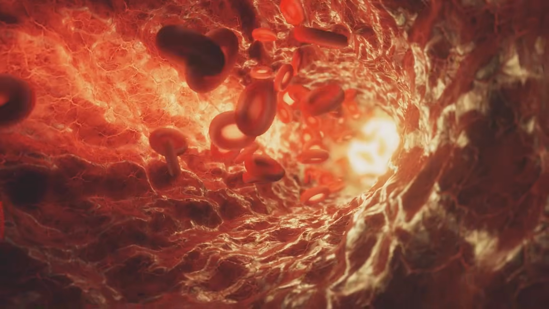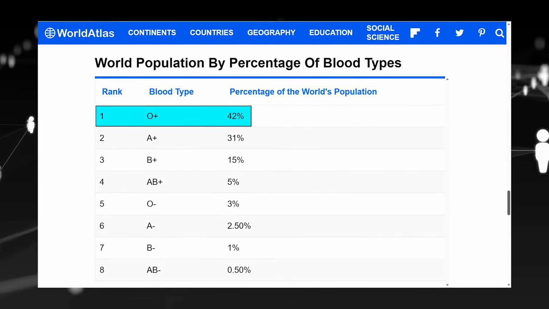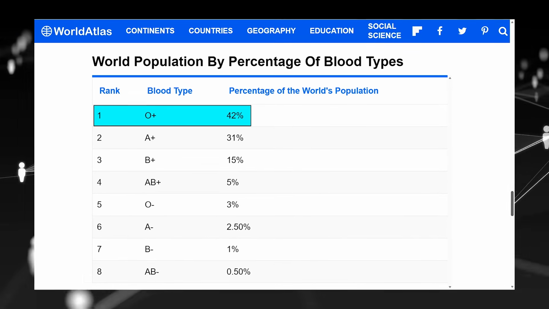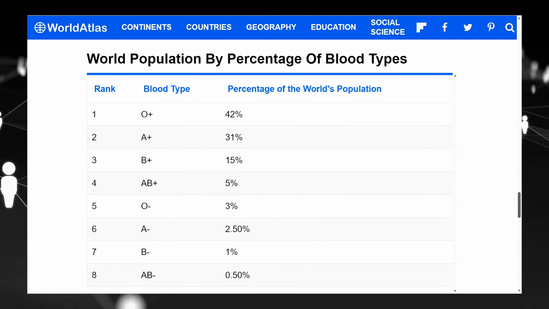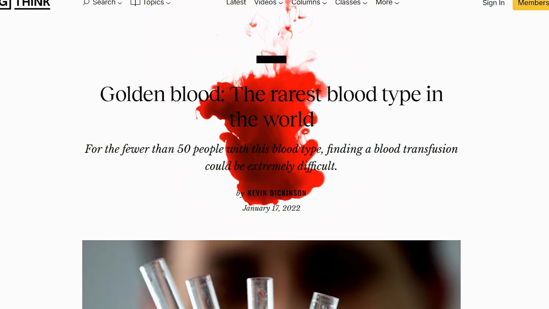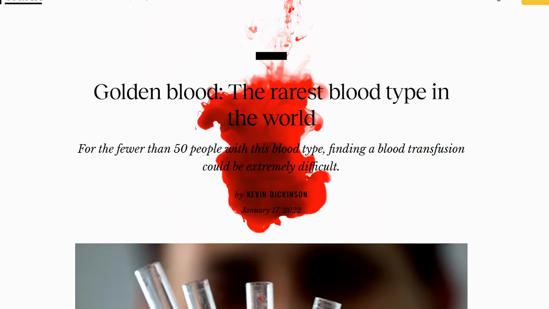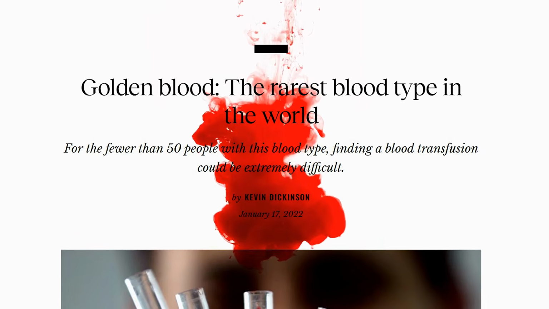Now, each of the four blood types can be Rh positive or Rh negative, which means in total there are 8 blood types. And if you look at this table, you can see that O positive is the most common blood type in the world, found in around 42% of people. AB negative is the least common of the main 8 types on the other hand. There is also an extremely rare blood type that is often forgotten, called Rh null, or nicknamed golden blood. Fewer than 100 people have ever been documented with this since its discovery in 1961, which lacks all Rh antigens.